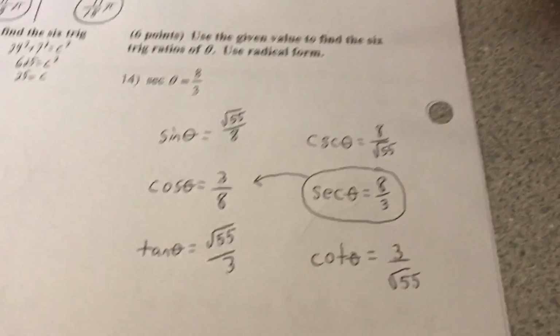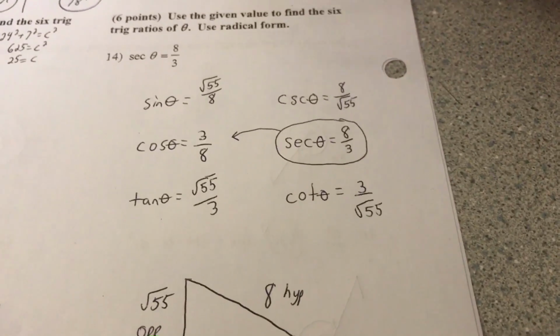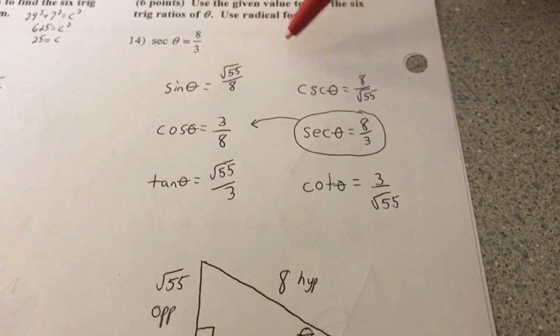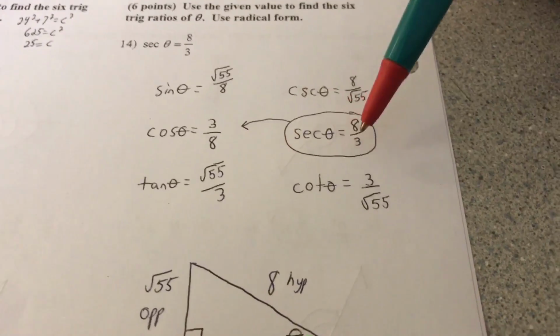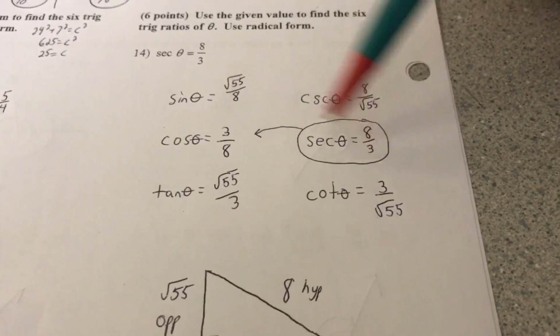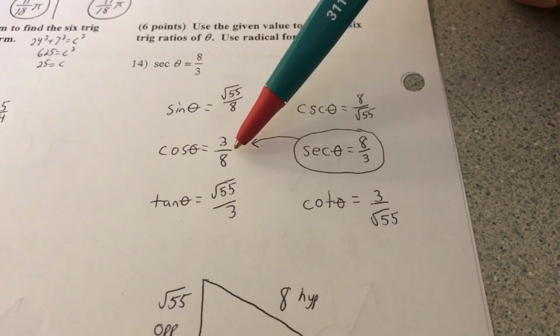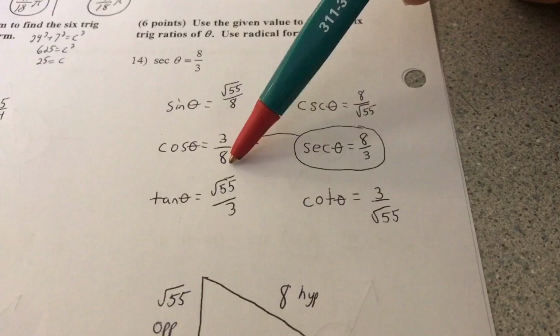Okay? Here, you have to draw a triangle, a right triangle, to help you understand the remaining functions. So I give you the secant. Really, I'm also telling you the cosine right away. 3 over 8.